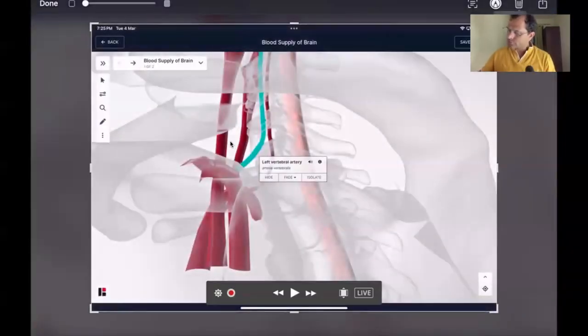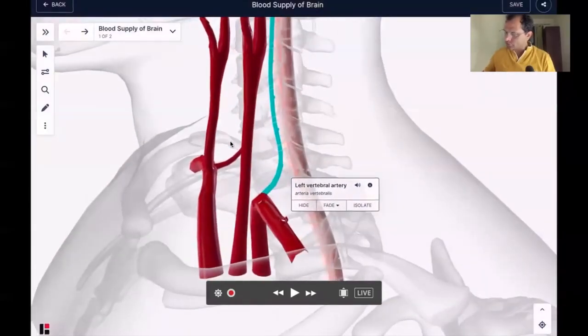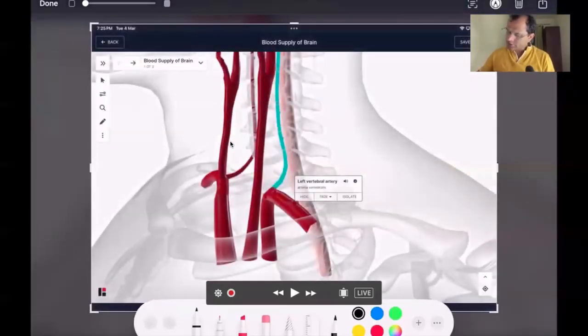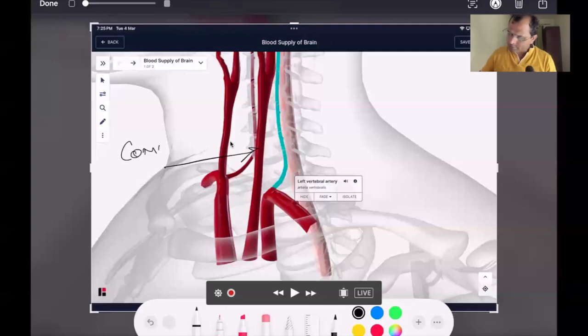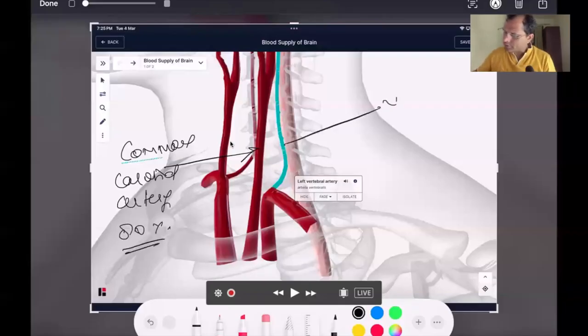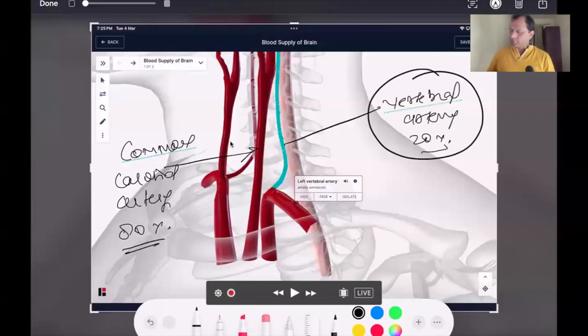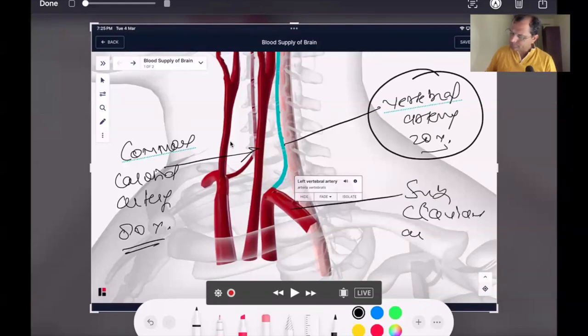So now, this is the artery we are talking about. The common carotid artery supplies 80% of the blood to the brain, but this vertebral artery supplies 20% of the blood to the brain. And where is the vertebral artery coming from? It's coming from the subclavian artery. So see, this front part is 80% and this is 20%.